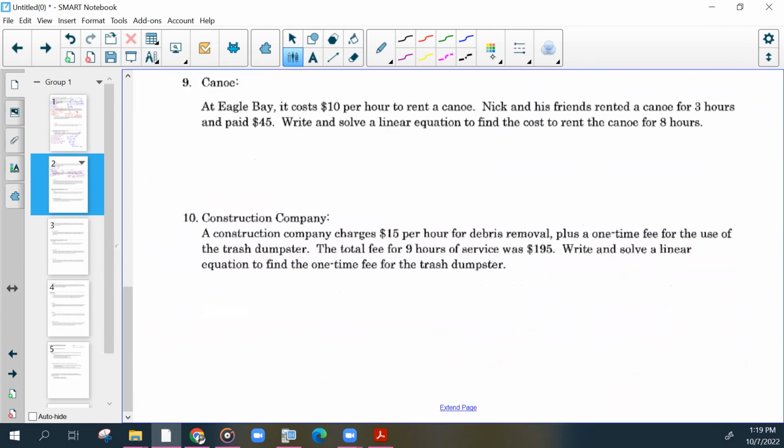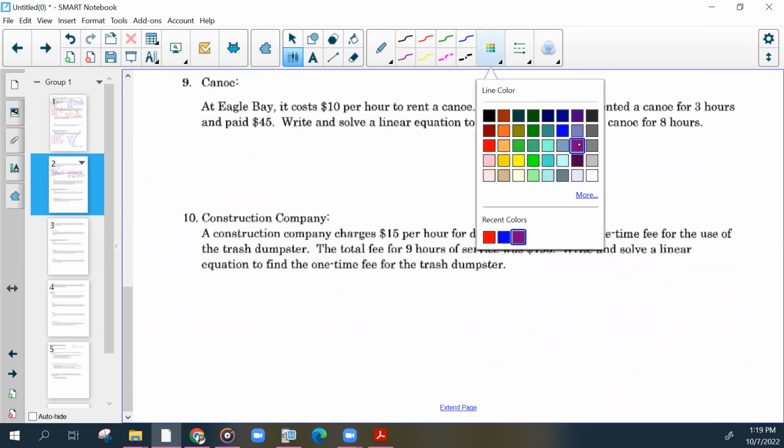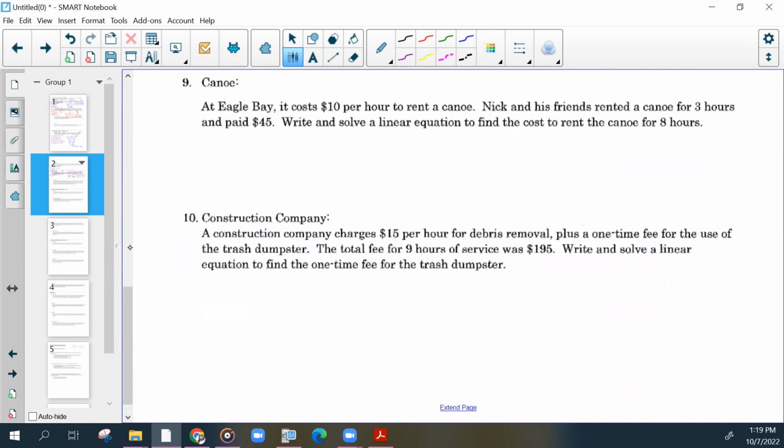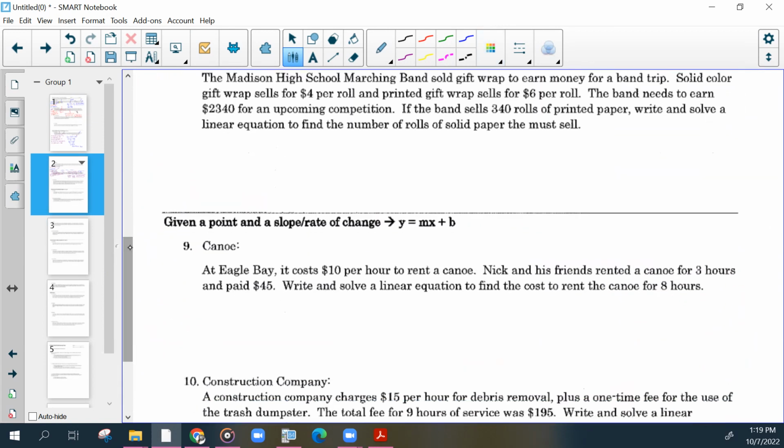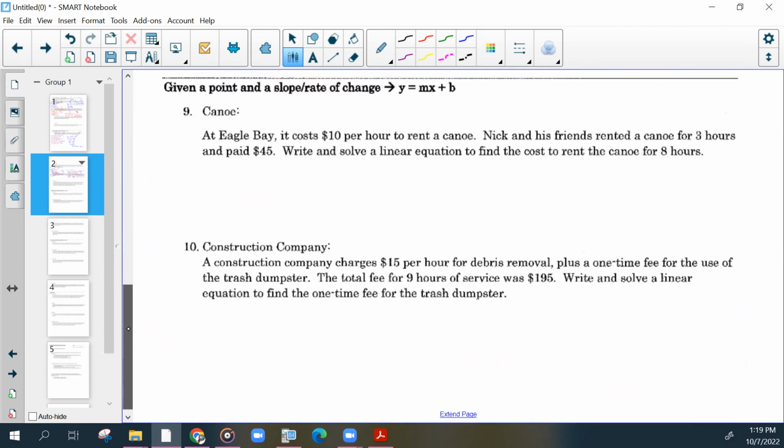All right, so in this section, let me scroll back up real fast. We're given a point, so a point xy, and a slope, our m, and we have to find our b, to either find the b and that be our answer, or find the b to answer our question. So it depends.